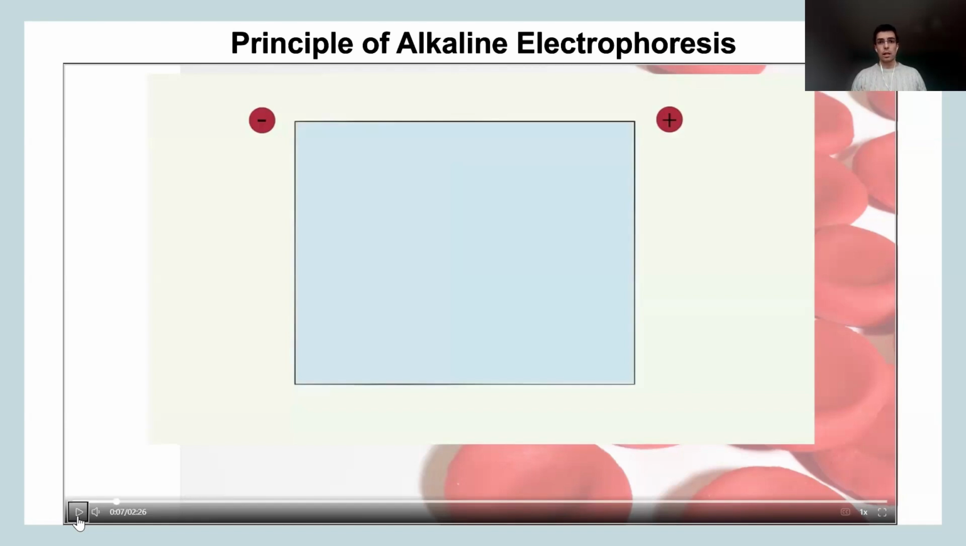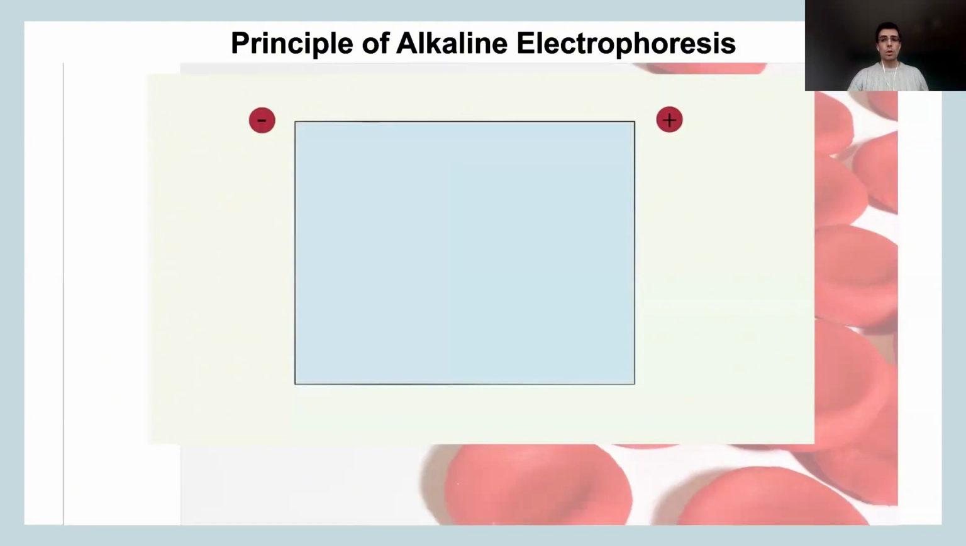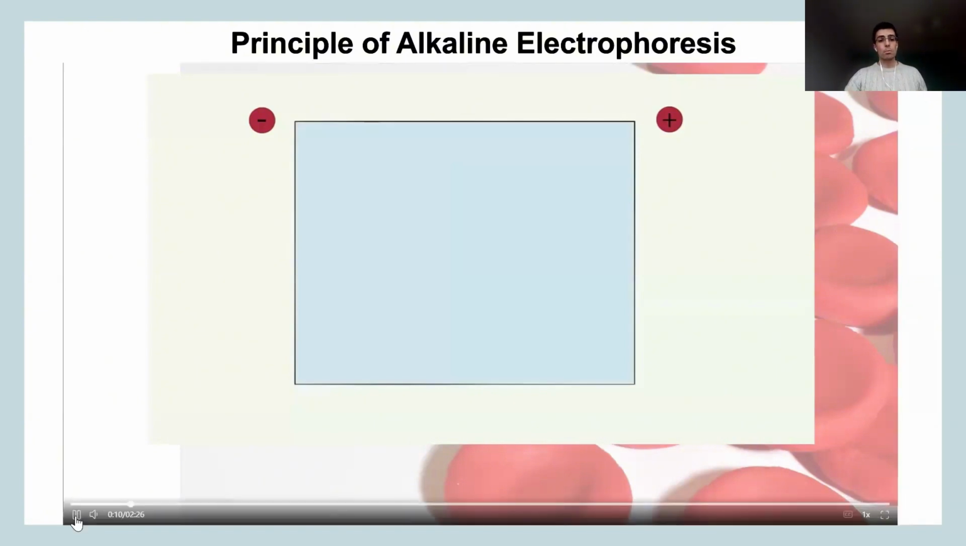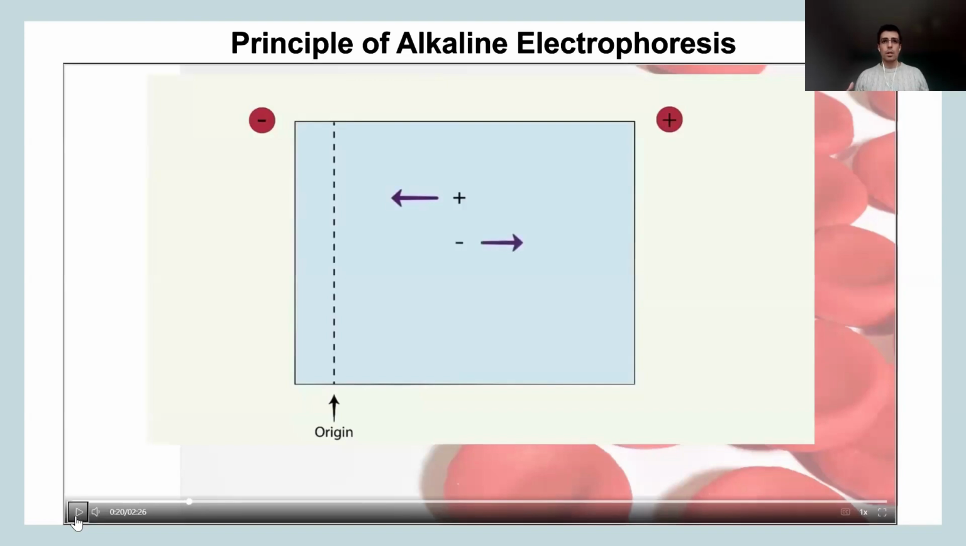There are various protocols and kits out there to make your own gels. It could be cellulose acetate as well. It's been used commercially, especially on some semi-automated platforms, which we're going to see in a minute. But the basic principle of electrophoresis is that you have a positive pole, which is the anode, and then the cathode, which is the negative pole. The point of origin is where you apply your sample, and the molecules are going to be separated depending on their charge when the electrical current is applied.